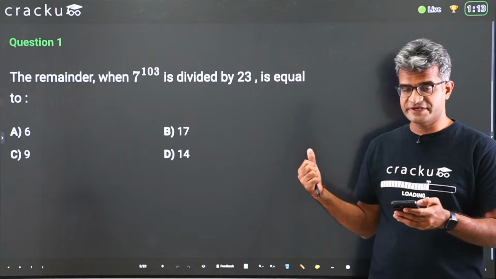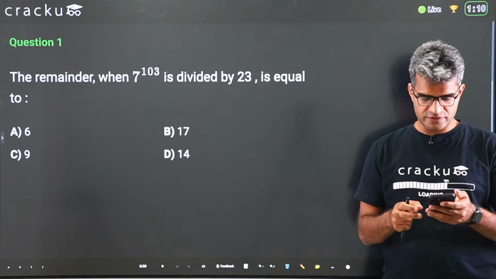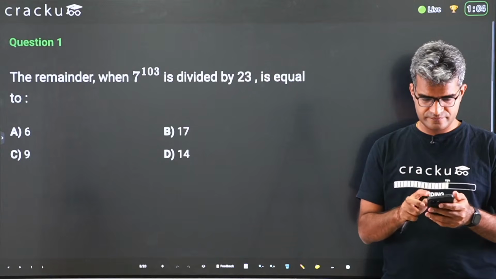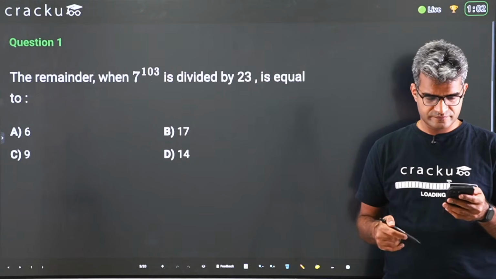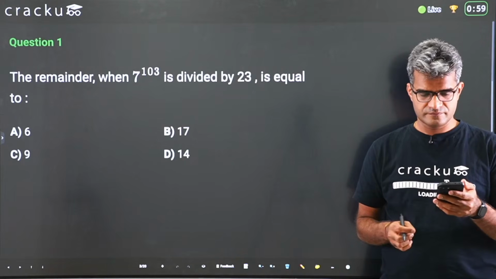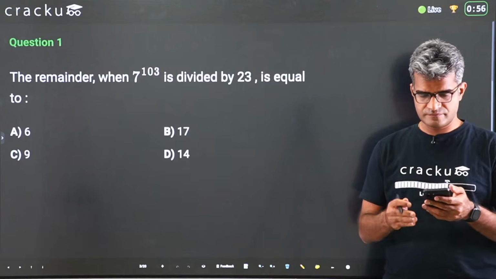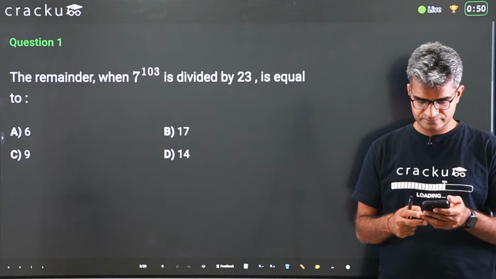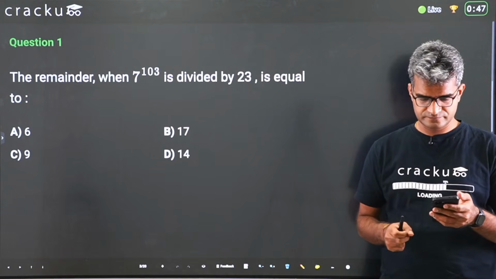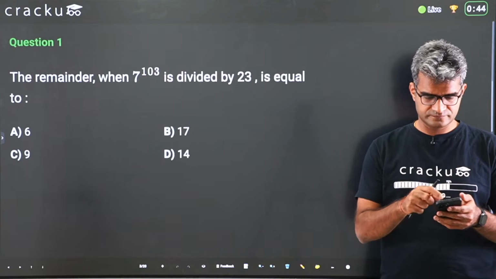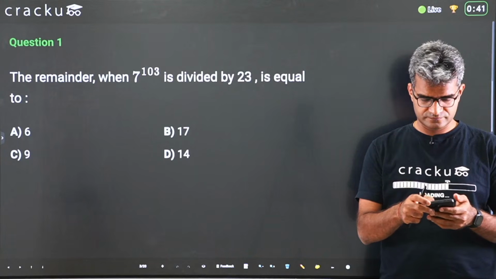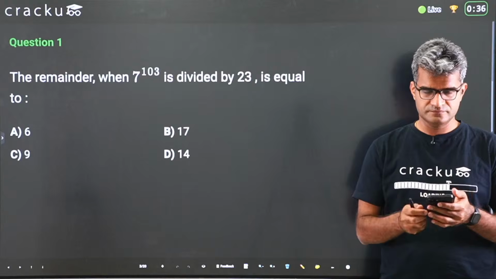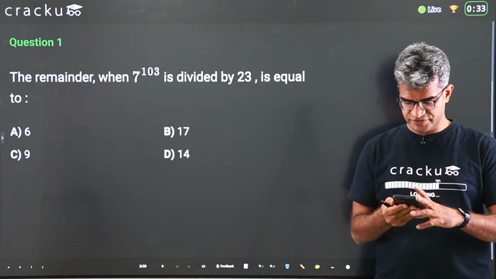Anybody who got the answer can mention it in the chat. I will let you know whether the answer is correct or not. There is 1 more minute to get this question correct. Try to see if you can get it.